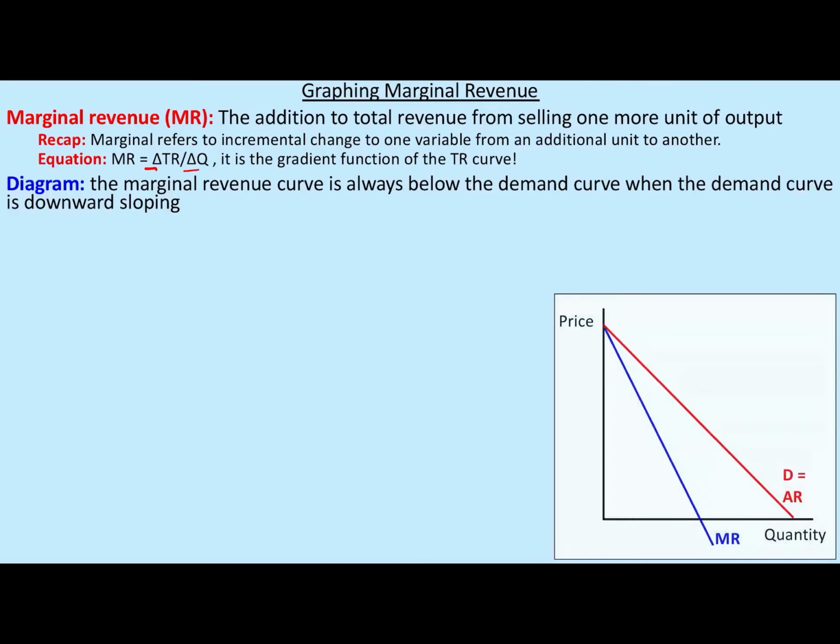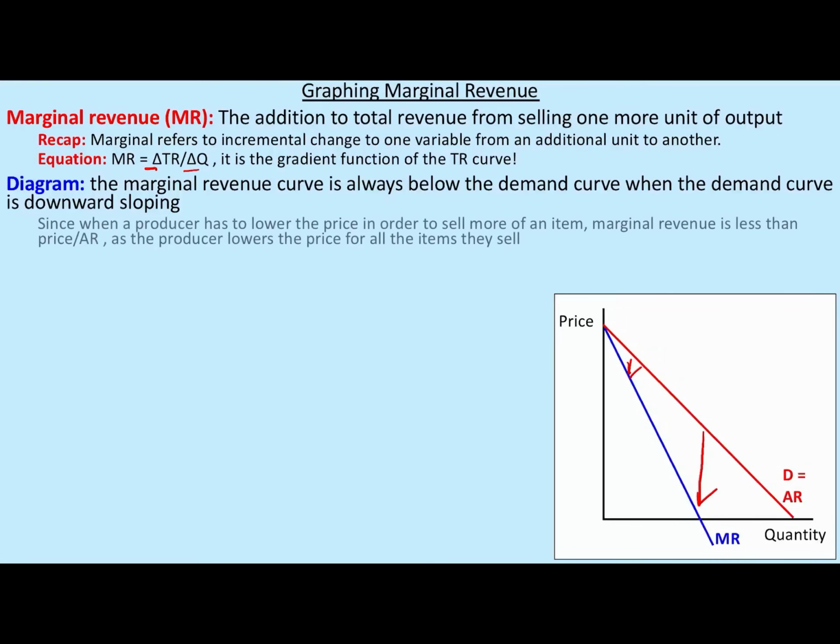So then, to look at the diagram for marginal revenue, the marginal revenue curve is always below the demand curve when the demand curve is downward sloping. Our blue line for MR is always underneath our red line for demand. This is because when a producer has to lower the price in order to sell more of an item, the marginal revenue is less than the average revenue, as the producer also lowers the price for all the previous items they were selling.